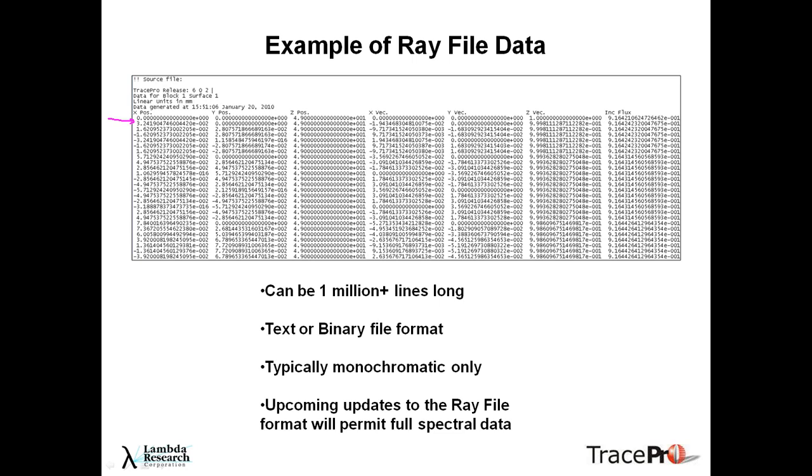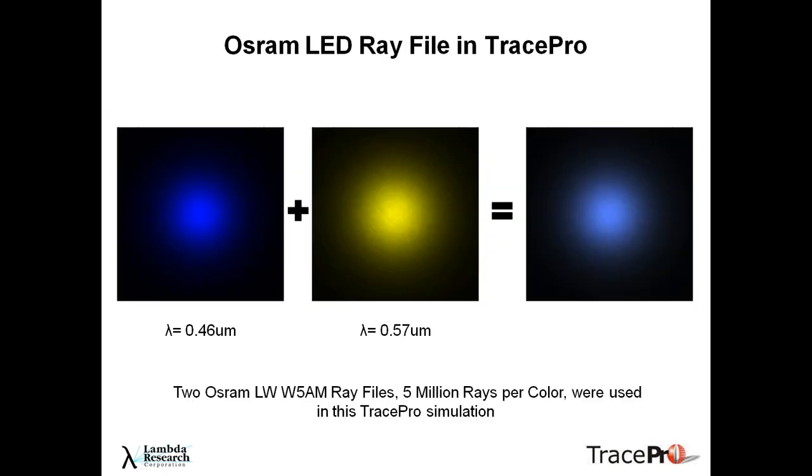Now one thing is I have a line here. It says these are typically monochromatic. So this is the data for a single wavelength. If you're looking at color, you need to either get multiple ray files or try to edit them to add different wavelengths to it. But there are some upcoming updates to the ray file formats that will permit full spectral data, so they'll be able to include the spectrum as well as the angular distribution. When these formats are finalized and released, TracePro will be able to work with those as well.